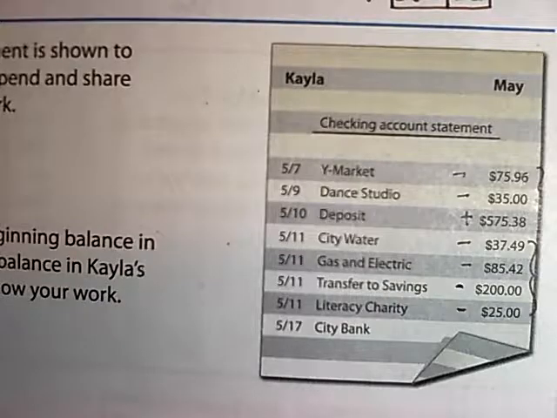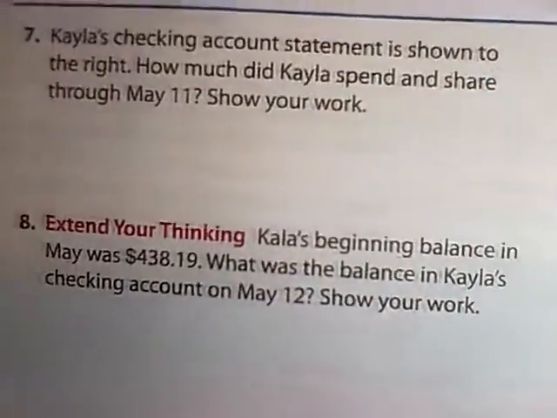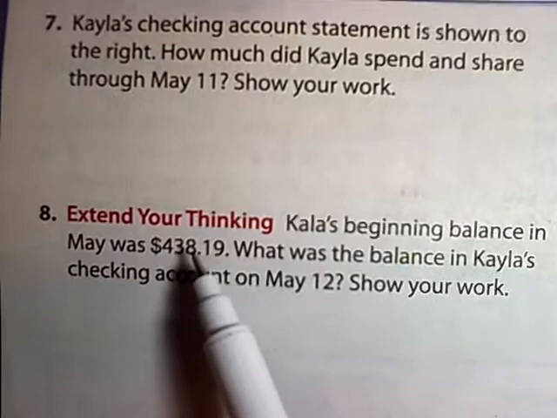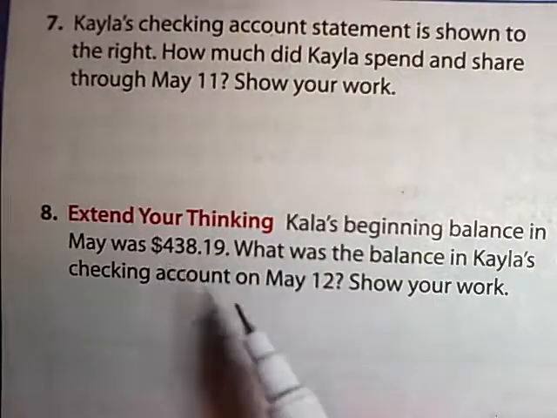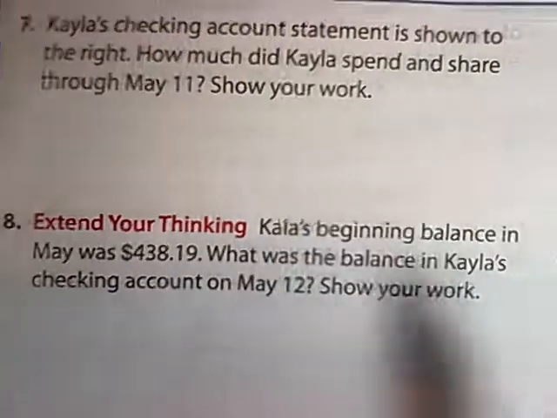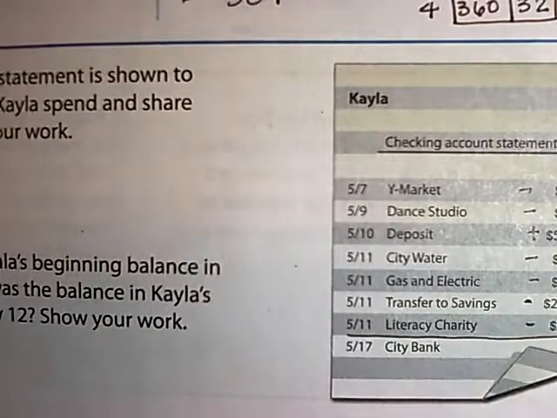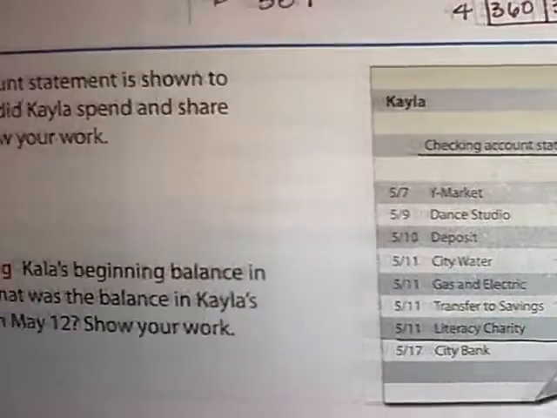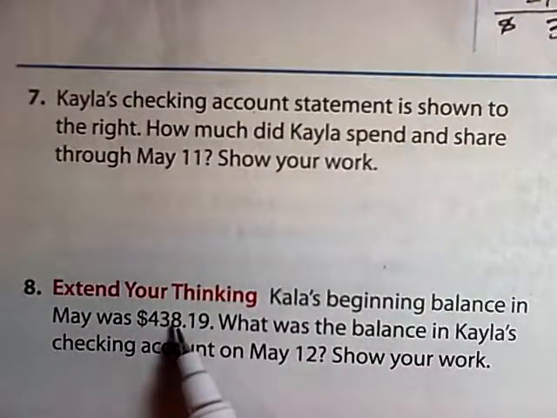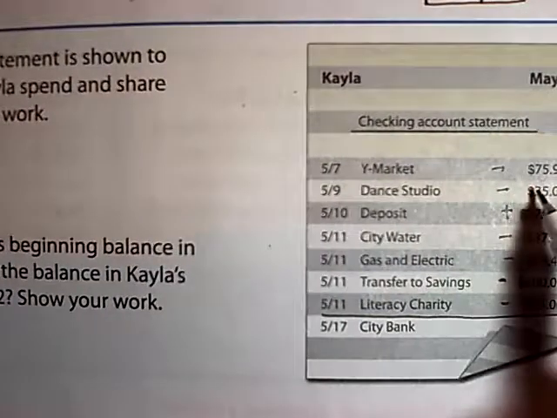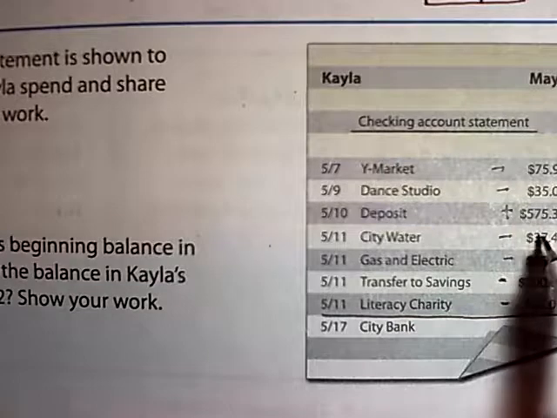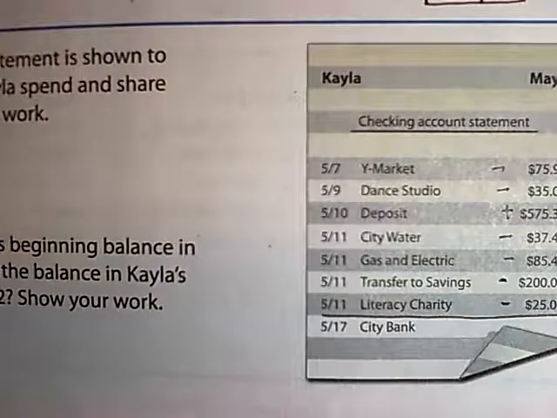Okay. Now, the beginning balance, we don't know it here, but they're going to tell it to you here. They're going to say she started out with this. What was her balance on May 12th? In other words, up until this point, how much was in her bank account? Again, you're going to do this minus all of the deductions plus the deposits minus all of the deductions to get to the balance.